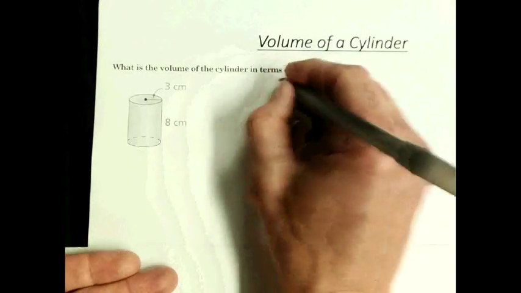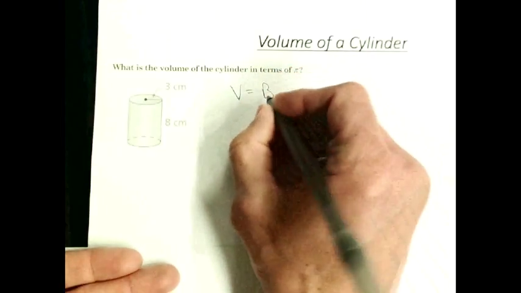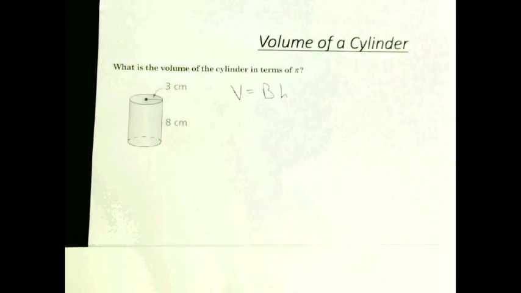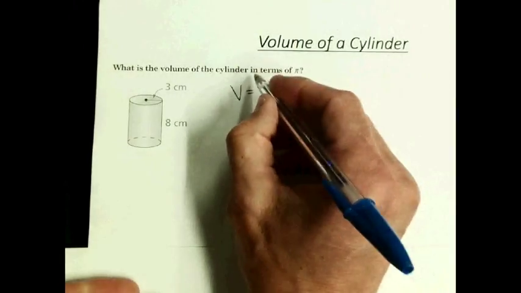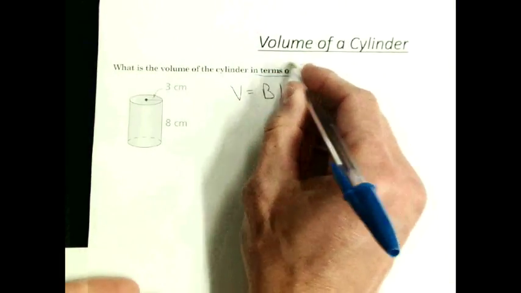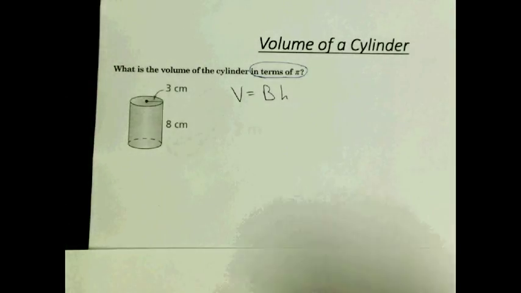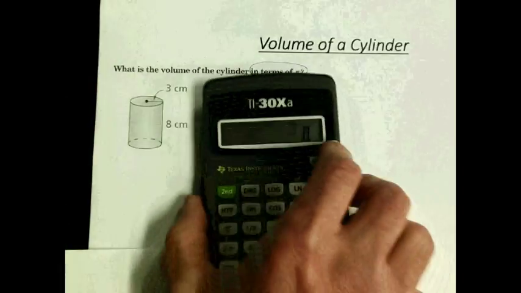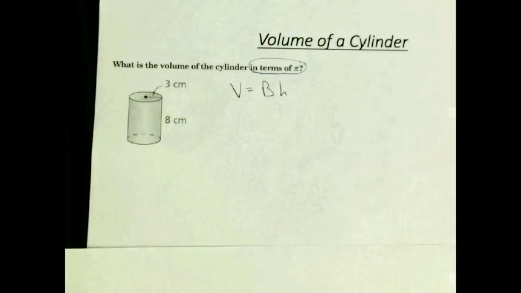Remember how volume works of any type of prism-ish thing. The area of the base times the height. It just so happens that this base is a circle. So we're going to work with circles. And this is where we have to read the directions carefully because we're talking about in terms of pi. That means we're not going to be using the abbreviation for pi, and we're not going to be using the pi button. No, no, no. We're going to leave pi as pi, which is no big deal.